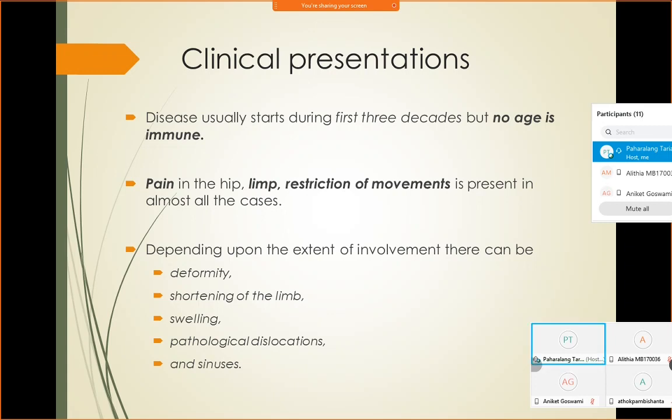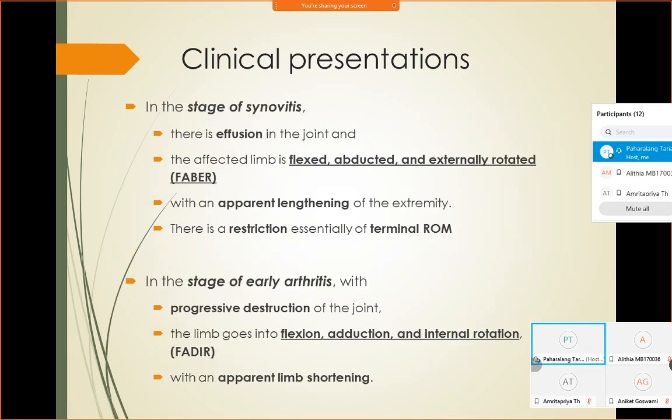So depending on the stage of involvement, there can be deformities found in the lower limb, there can be shortening, there can be swelling, there can also be a pathological dislocation and discharging sinuses. Okay? So it all depends on the stages. We'll come to the stages later on, I'll explain to you. So this is the first stage. The first stage is known as the stage of synovitis. It is important for you to remember these various stages.